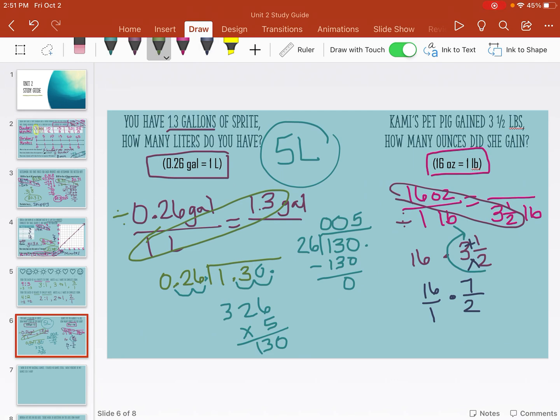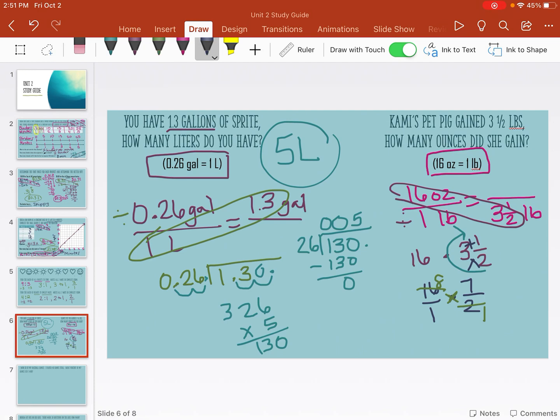Remember, you can look at the 2 numbers diagonal. So 1 and 7 don't have anything in common, but 6 and 2 are both even. So I can divide by 2. So 2 divided by 2 makes this 1. 16 divided by 2 makes this 8. And then I can just multiply these numbers.